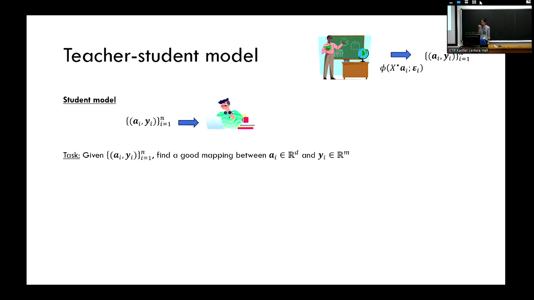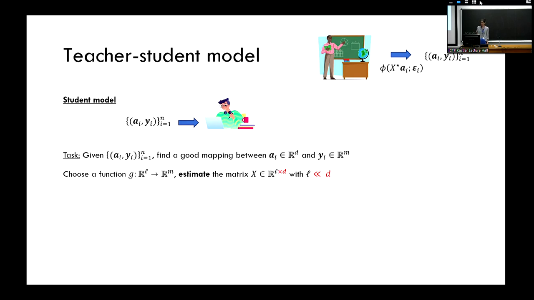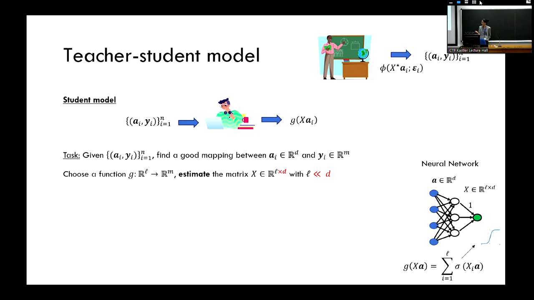And now for the student, given the data, the student tries to find a map between AI and YI. So she kind of has the hunch that the teacher essentially did also a low dimensional projection, so she tries to do the same. And in this situation, she also has a matrix X, but also with one dimension that is small. And this structure also includes some very, very silly neural networks of this form. Okay, and one of the nice parts about this model is that if you look at the population error, you will see that everything is actually dependent on this low dimensional projection, both of the teacher and the student.